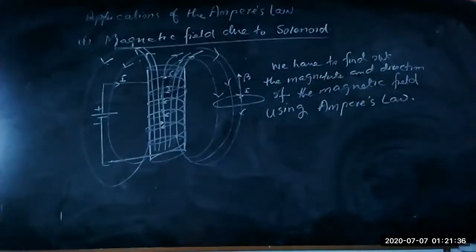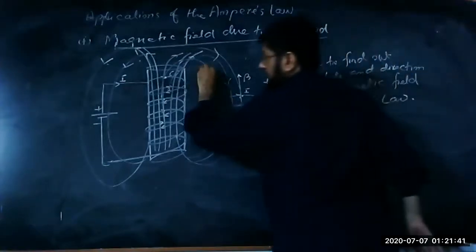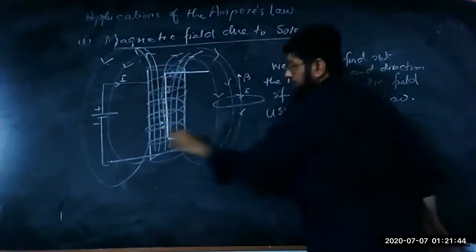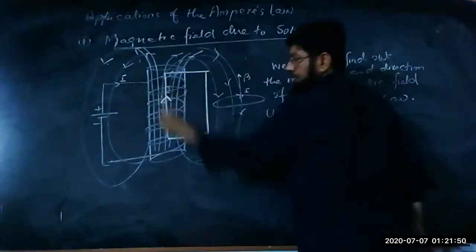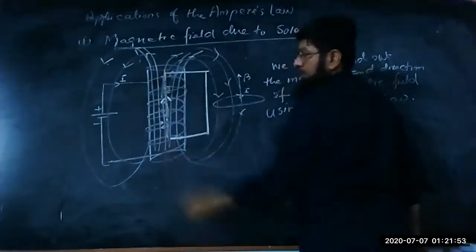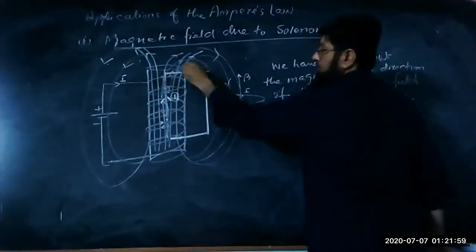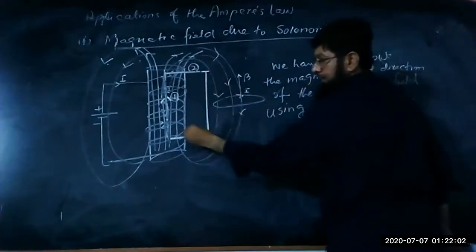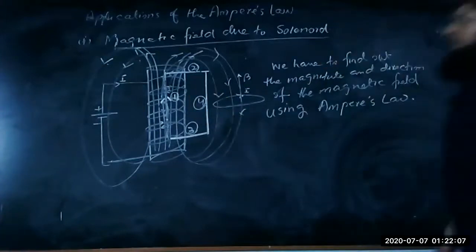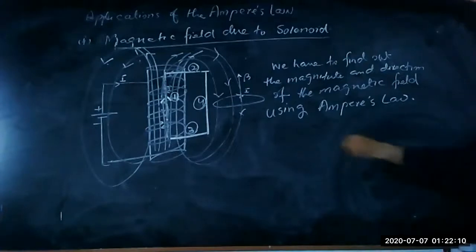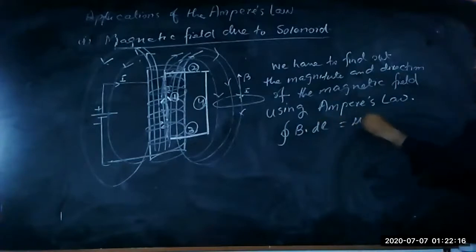Here I am dividing this whole system into 4 parts. I make a rectangle here. The magnetic field direction can be in this direction, which we call 1. The magnetic field perpendicular, which we call 2. The magnetic field in this direction, which we call 3. The magnetic field outward, which we call 4. So now the total magnetic field according to Ampere's law, B dot dl, is equal to mu naught I.